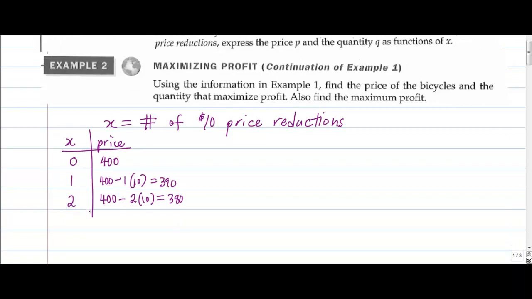So now if my number of reductions is X, then the price is 400 minus 10x. Okay. So that is your price P. So P of X is equal to 400 minus 10x. Let's look at quantity.